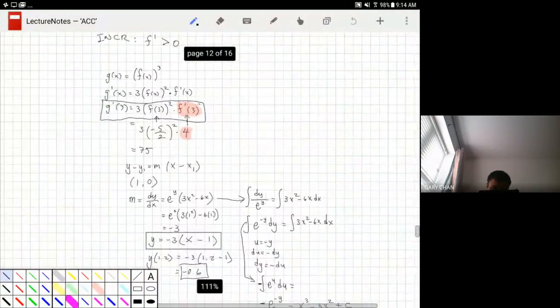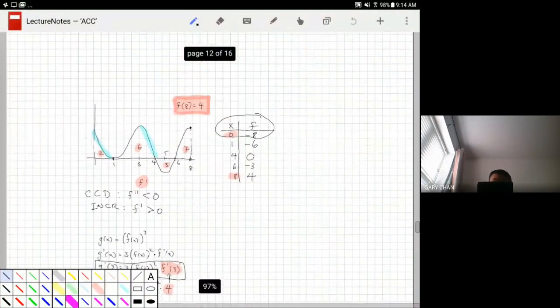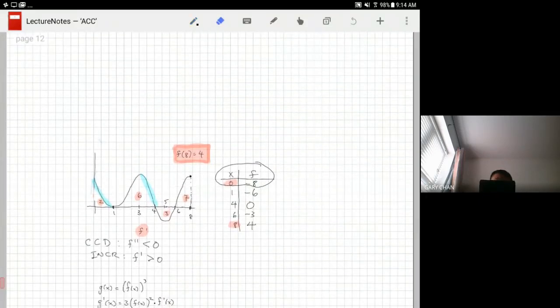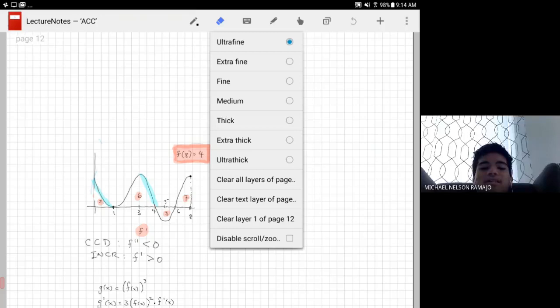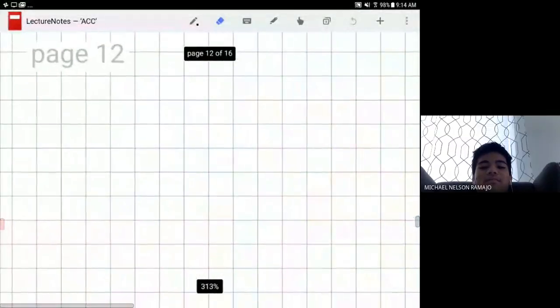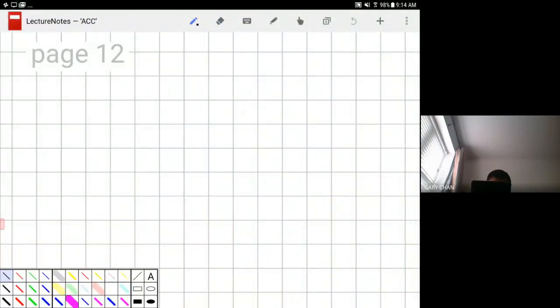Okay. This was calculus yesterday, so I'm going to erase all this. Is that calculus? That is calculus. Oh, okay.